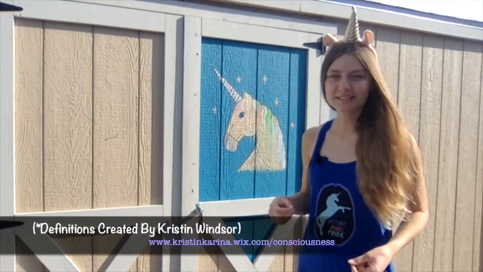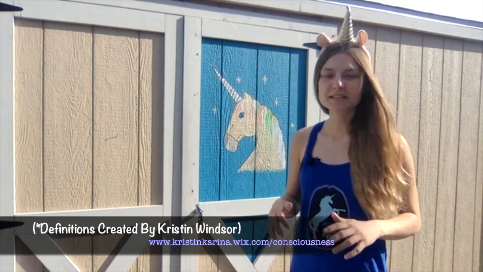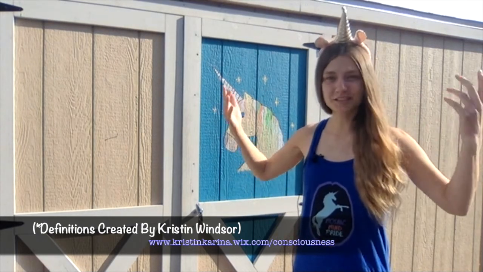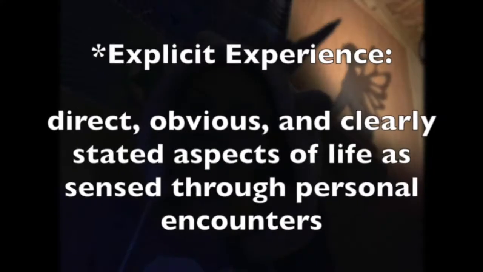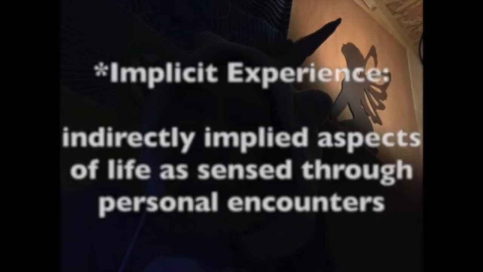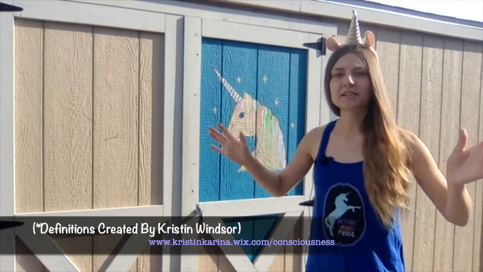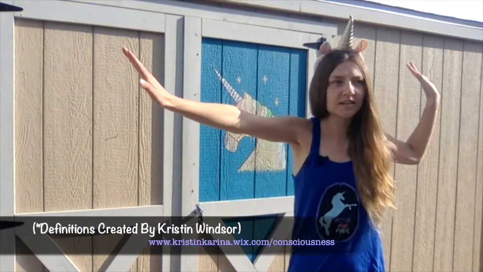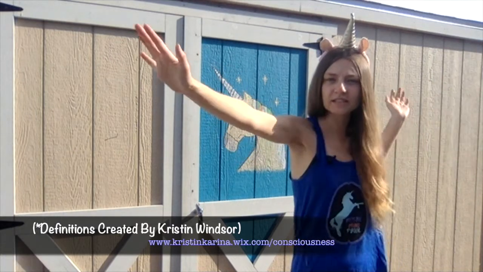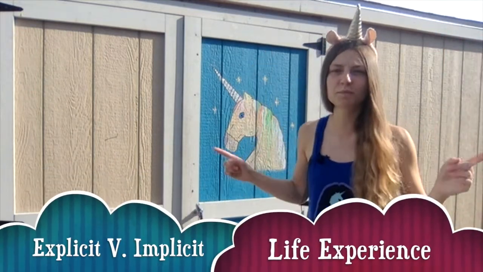Another reason the explicits and implicits of life are important to be aware of is that there are explicits and implicits of experience. Explicit experience is the direct, obvious, and clearly stated aspects of life as sensed through personal encounters. Implicit experience is the indirectly implied aspects of life as sensed through personal encounters. Explicit experience is the obvious, physical, directly observable, clearly stated aspects of life experience, very easy to witness and understand.